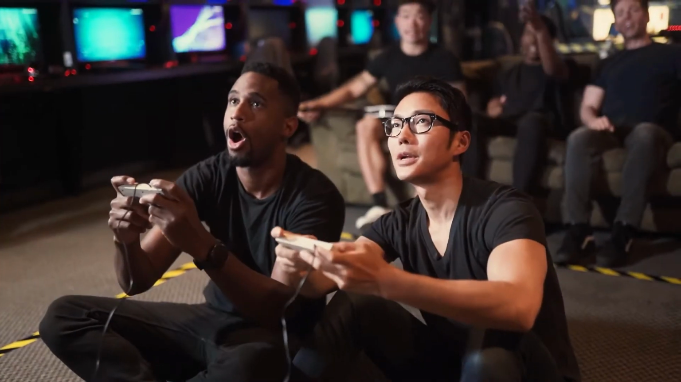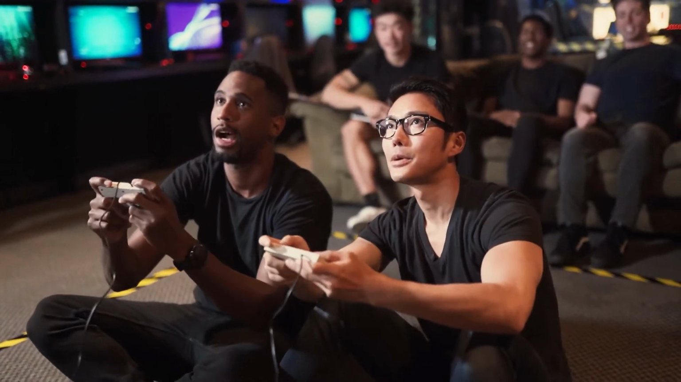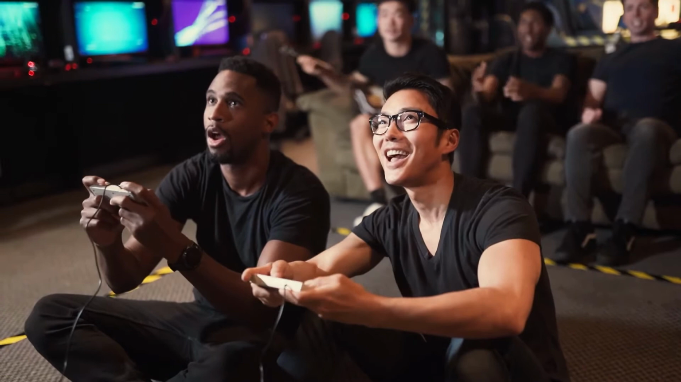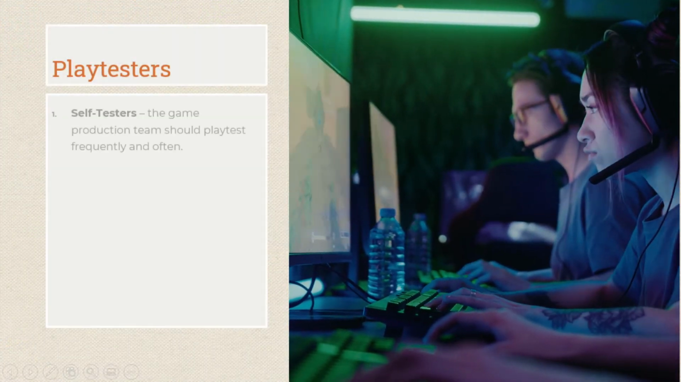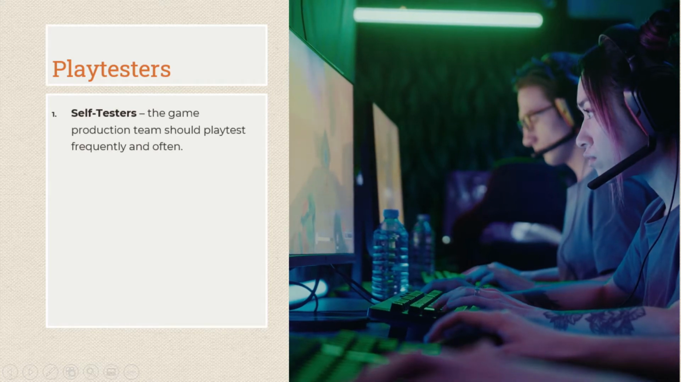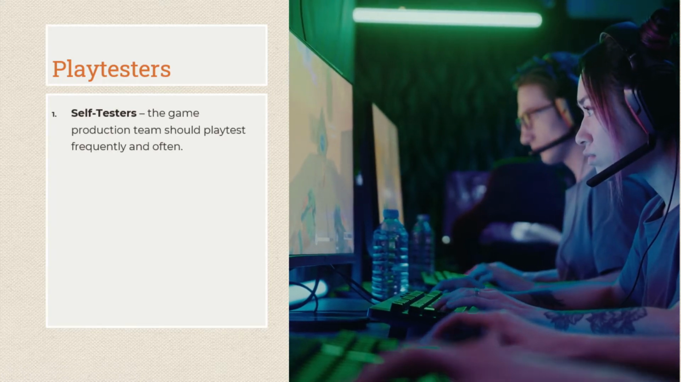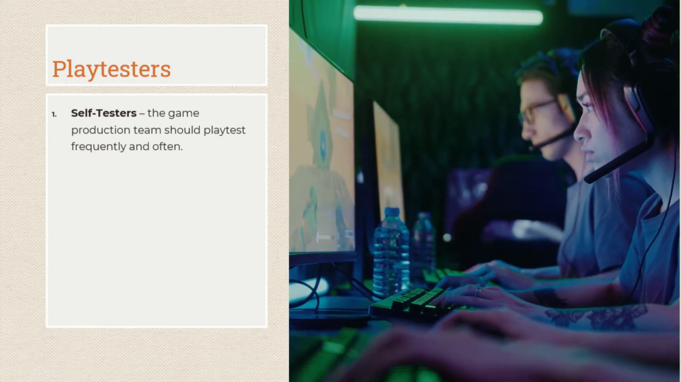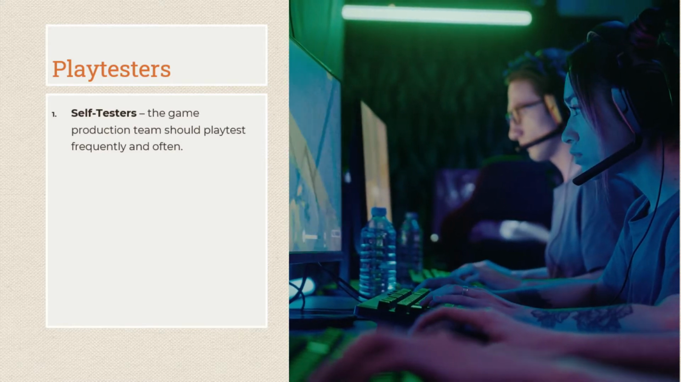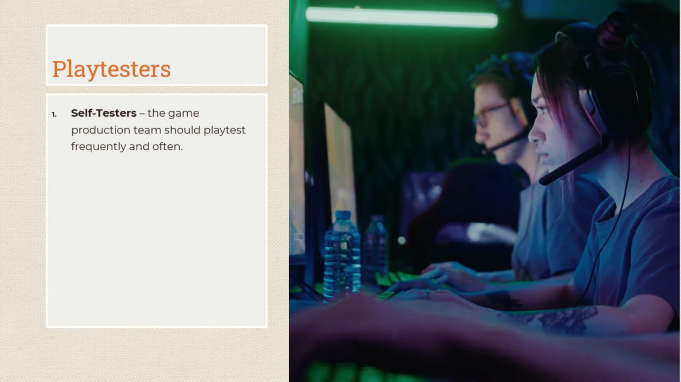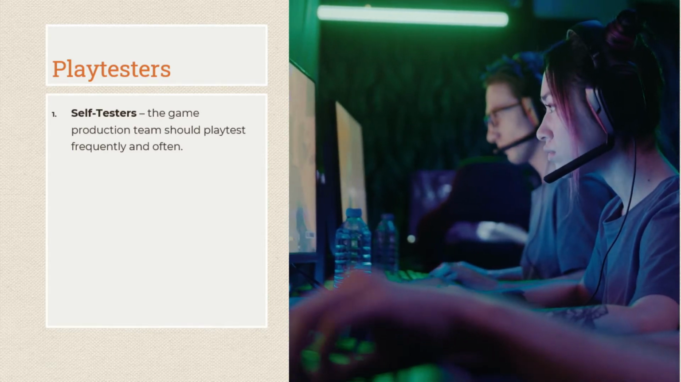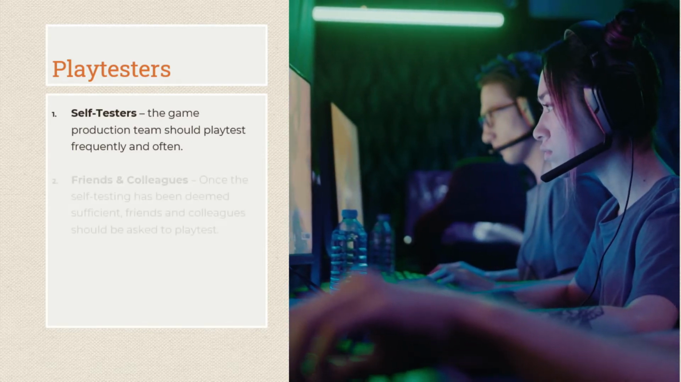Just as playtesting should take place during each sprint of the game production, there are different groups of playtesters. First off, we have self-testers. The game production team should playtest frequently and often. These playtests help to identify any major red flags before they become larger issues. However, these playtests may have biased results since those playtesting are the same individuals on the game production team.